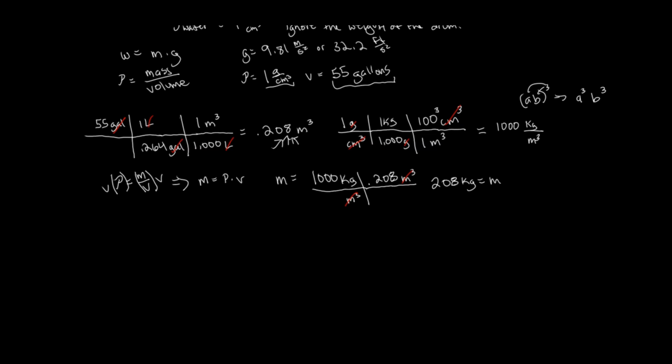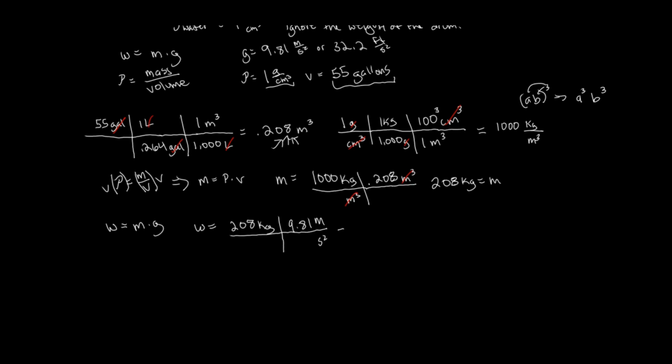Now, let's look at our equation. Weight equals mass times gravity. Now we have a value for both mass and gravity. So let's set it up. Weight is equal to 208, and we got it in kilograms. So in order to be able to cancel these, we're going to go ahead and use our 9.81 meters per second squared. We're going to use our meters per second squared version, and we'll just convert later.